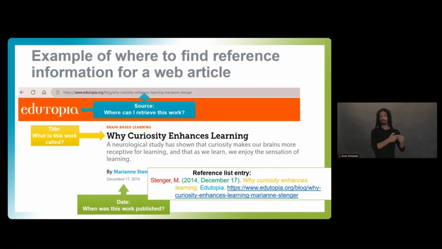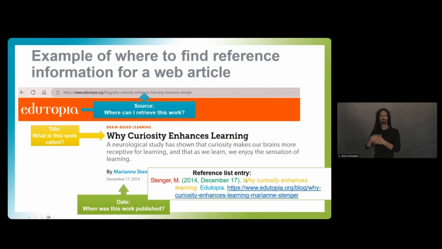This is followed by the date. It always begins with the year. And if we have any subsequent date information, such as month and day, we can add that after the year. And then followed by, in yellow, the title element, Why curiosity enhances learning. Notice that we are using a specific case for the title. So we're using sentence case.